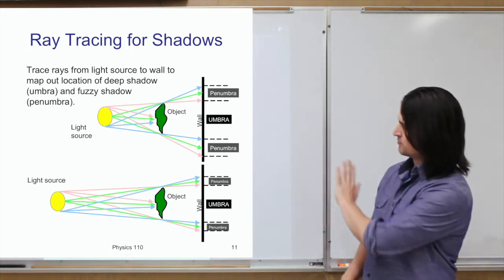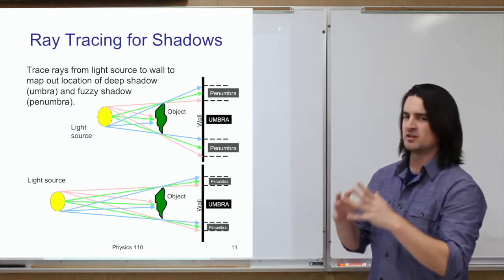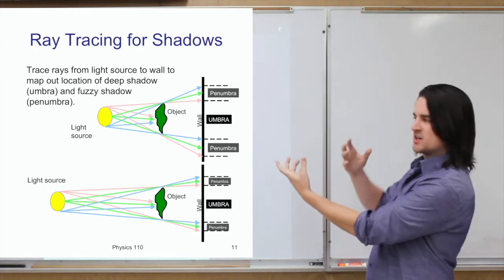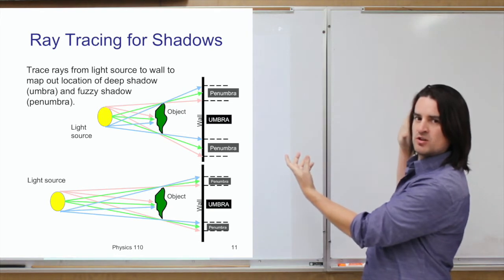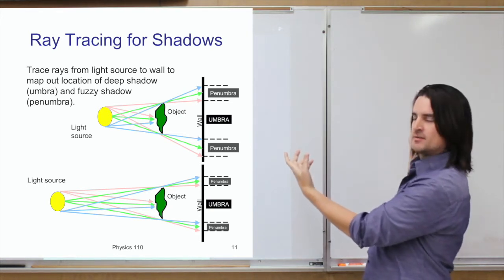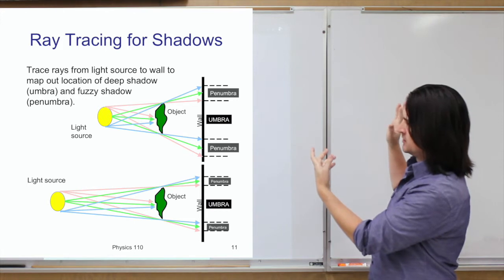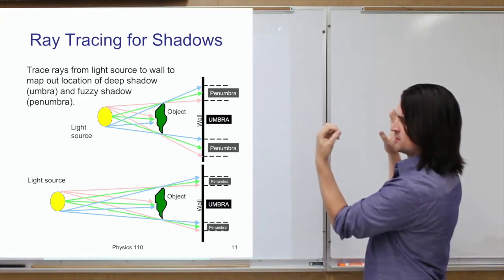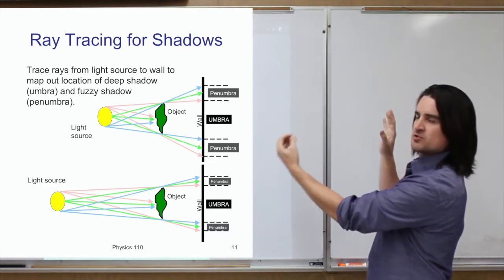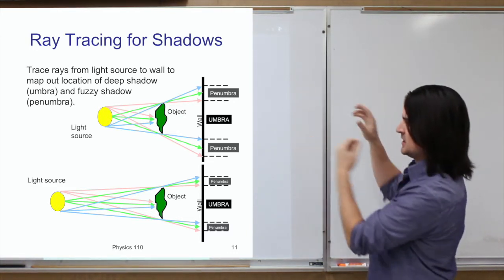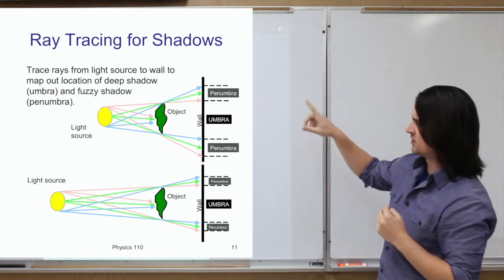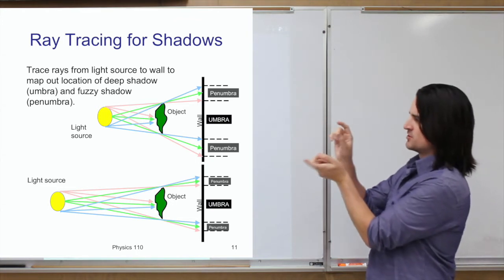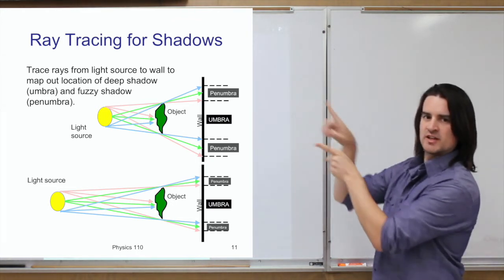So here are two pictures where we imagine a light source illuminating an object, and we're imagining what the shadow looks like on the wall behind that object. In the first case, the light source is not very large, and it's close up to the object. All these arrows are imagining that this light source could be pretty big, and there are light rays leaving all points of the light source.